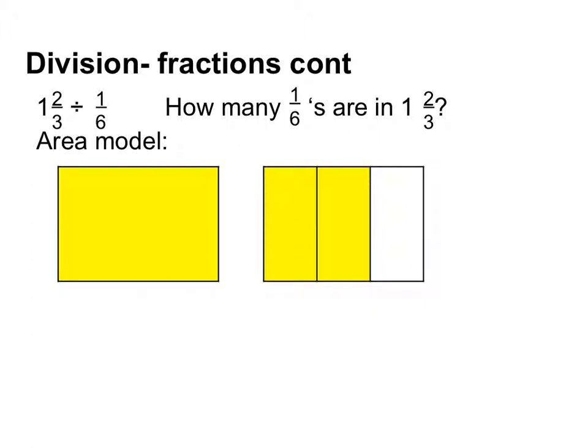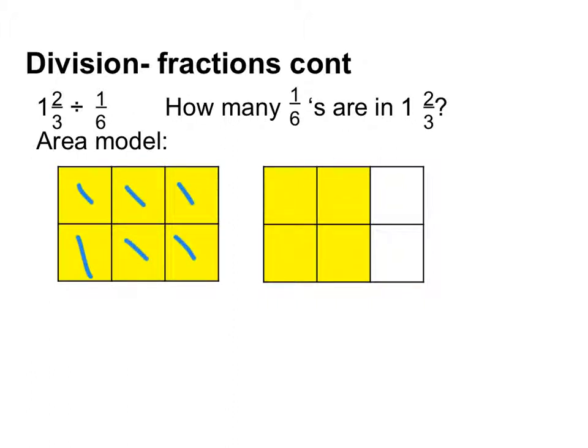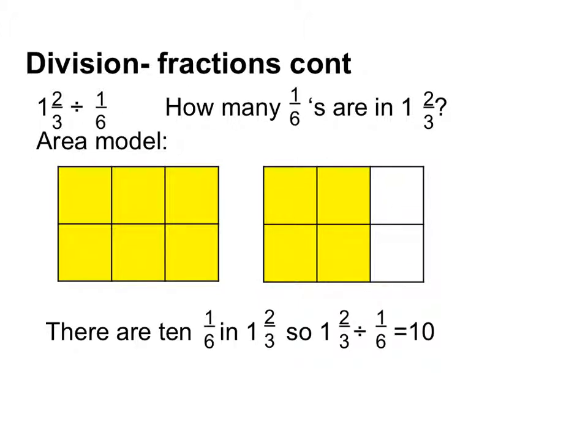Well, in order to do this, I really need to see my sixths. So I'm going to take both these boxes and I'm going to break them into sixths. So notice my whole got broken into 6 parts and my 2/3 got broken into 6 parts. Now, hopefully, it's fairly straightforward to see how many sixths are in here. So here's a 6. 1, 2, 3, 4, 5, 6, 7, 8, 9, 10. So I can see that there are 10 sixths inside of 1 2/3, which tells me, again, that 1 2/3 divided by 1/6 is equal to 10.